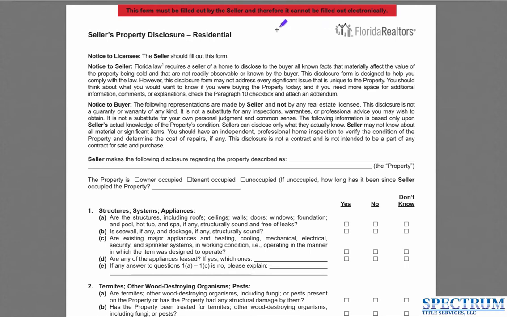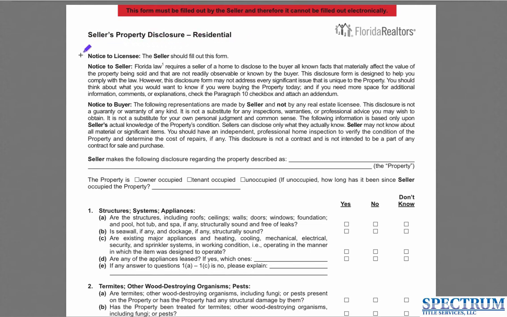This form must be filled out by the seller, and therefore it cannot be filled out electronically. I know a lot of people are using the digital signatures and such. However, this particular form does need to be printed out, and the seller does need to go through and actually complete it. Okay? All right, to start off with the notices.